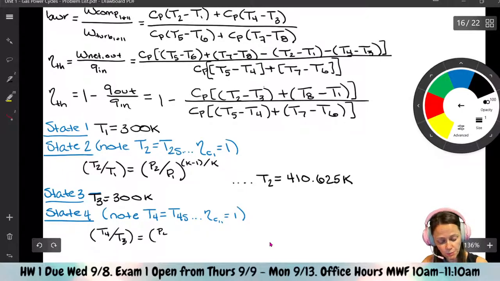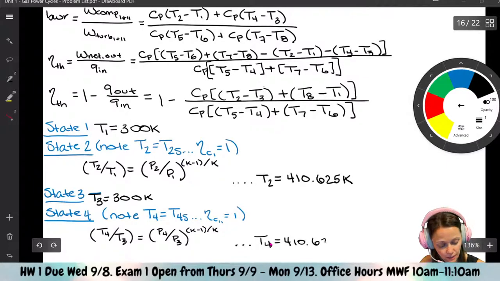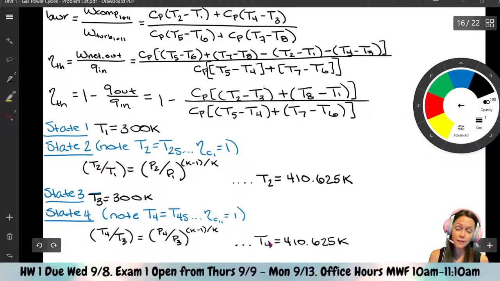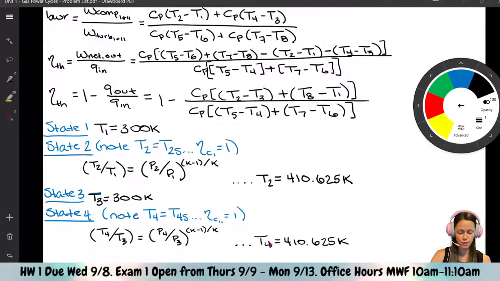And we're given these pressure ratios in our given statement. This is (k-1)/k. And it should be no surprise that your T4 ends up being the exact same thing, because you have the same inlet condition and the same operating conditions, right? Same pressure ratio, same isentropic efficiency. So it shouldn't be a surprise that those two things are equal to one another.